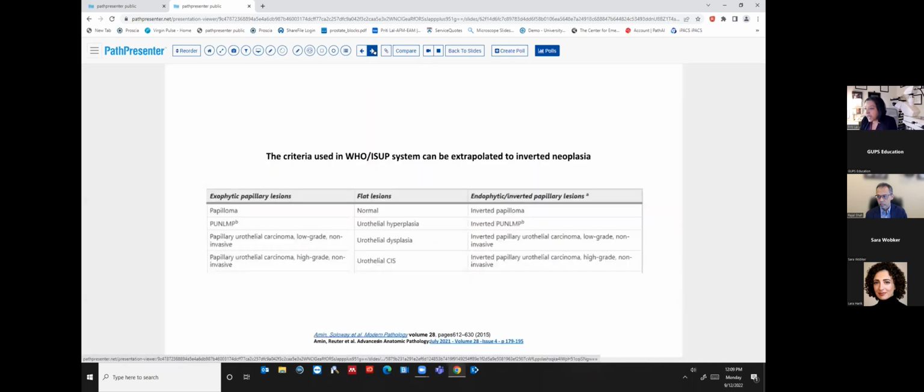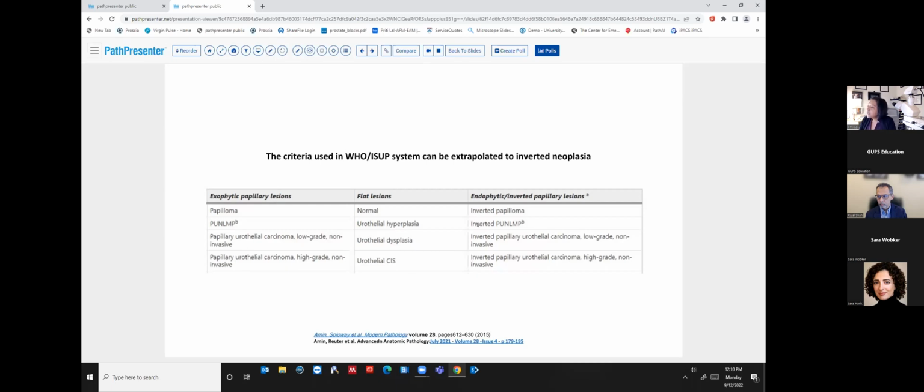Now, drawing the analogy of these exophytic proliferations to normal and inverted lesions that we recognize helps us develop our concepts to build upon as we go from textbook examples to our clinical practice, where overlapping appearances are more common. So WHO exophytic lesions: papilloma, PUNLMP, low-grade non-invasive papillary urothelial carcinoma, and non-invasive high-grade papillary urothelial carcinoma. In flat lesions, you have the normal urothelium, urothelial hyperplasia, urothelial dysplasia, which is a very tough diagnosis to make, and urothelial carcinoma in situ.